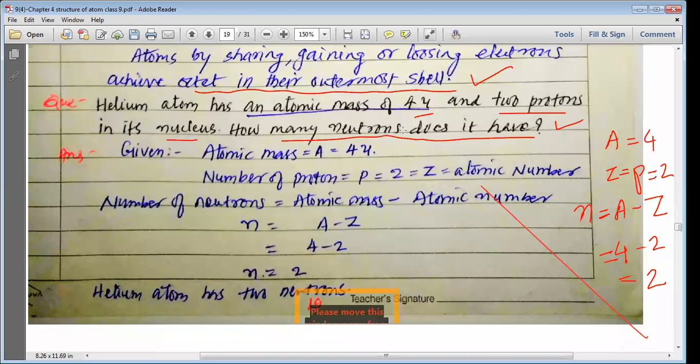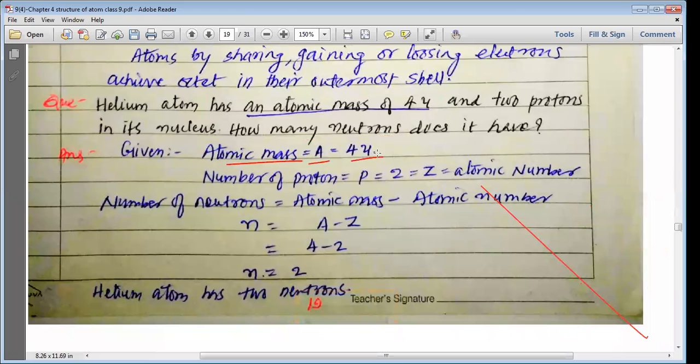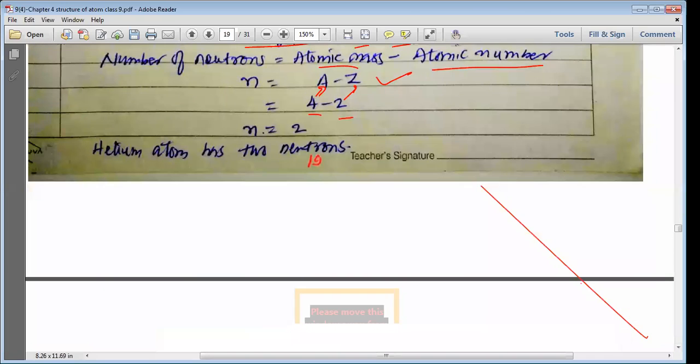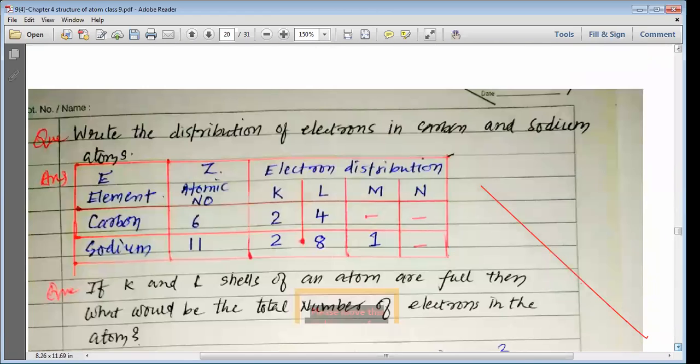Now let us see the answer. What is written in the answer? Here the given atomic mass A is equal to 4 u. Now the number of protons P is equal to 2. That means the number of protons represents the atomic number Z, and that is why the atomic number for helium is 2. So we know that the number of neutrons is equal to atomic mass minus atomic number. So N is equal to A minus Z. That means 4 minus 2, because A is equal to 4 and Z is equal to 2. And that is N is equal to 2. It means that the helium nucleus possesses 2 neutrons, my dear students. Now let's move forward and understand the next.